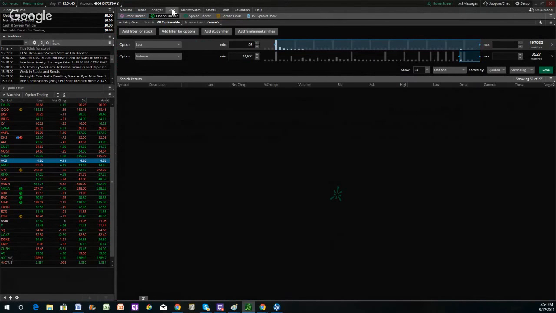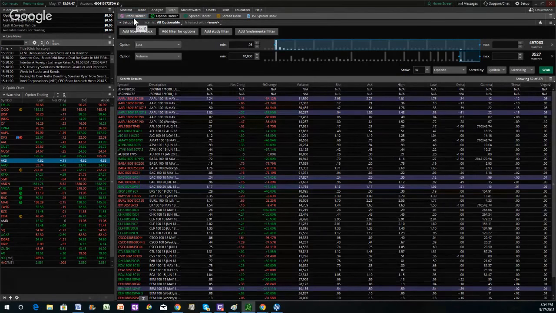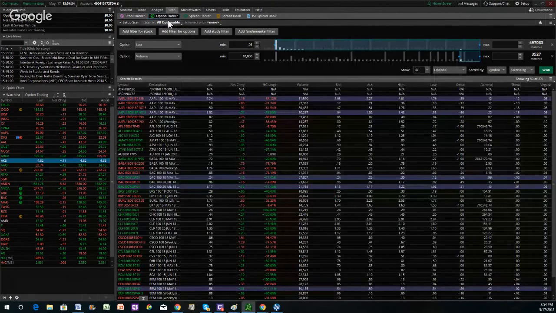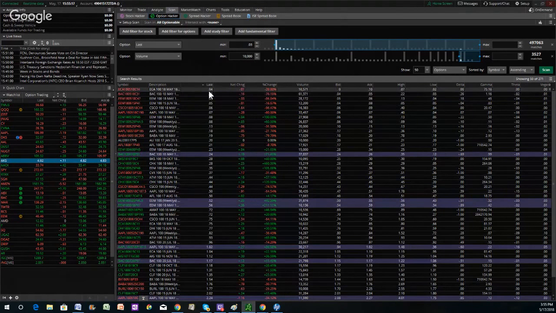Okay, so I'll go over how I scan. Go to the scan section and select. There is a stock hacker, which is for the regular stock that you will scan for, and there's an option hacker, which is for scanning options. You can follow what I set up. I set the last at 0.03, which means I'm looking for options priced at about 0.03 cents.